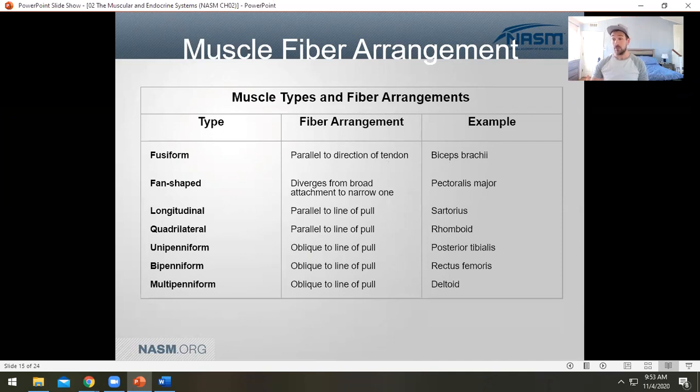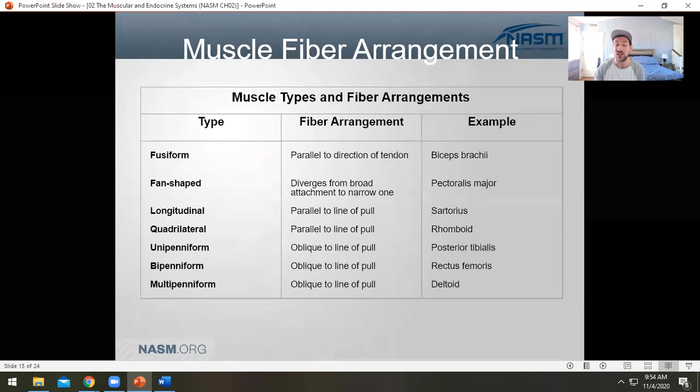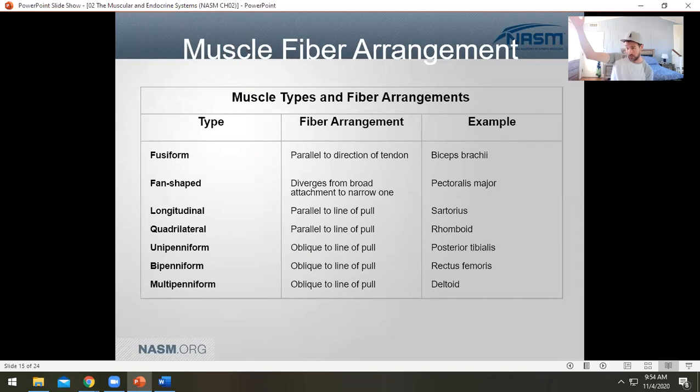You've also got fan-shaped muscles like your pec. It kind of looks like a fan. Longitudinal, which are parallel to your line of pull. So if I'm pulling in this direction, they're going to run in that same direction. Or you have quadrilateral, which are also parallel to the line of pull. So your rhomboids are an example of that because they pull this way, versus your sartorius, which pulls this way.